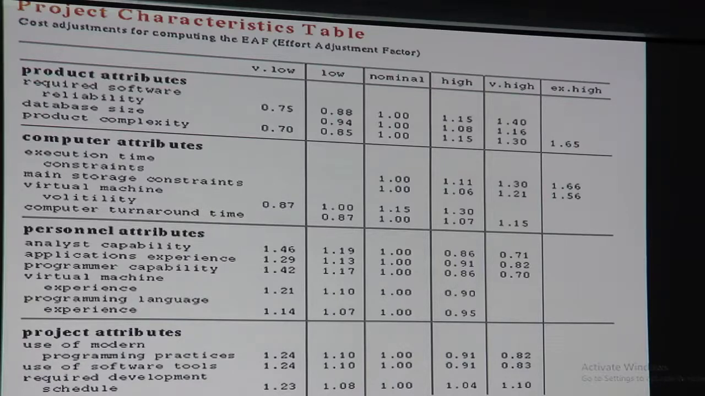Now this table is a fixed table. One has to refer to this table while calculating the effort for intermediate COCOMO. So let us see it typically with an example. What I intend to do now is go through a numerical example, which will help you understand how to calculate the effort.